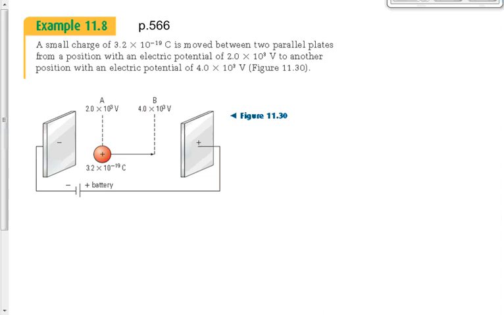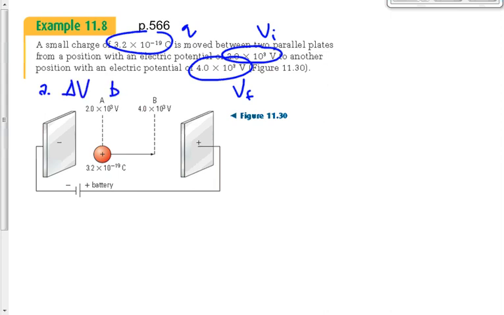It says moving a small charge of 3.2 times 10 to the minus 19 coulombs between 2 parallel plates from a position where this is my initial potential, not potential energy, but potential, to this place which is my final potential, capital VI, capital VF. It doesn't tell us right here because I forgot to copy that over, but I believe we were looking for the potential difference. And in question B, I believe we were looking for the potential energy difference, so the energy that was gained as it did this.